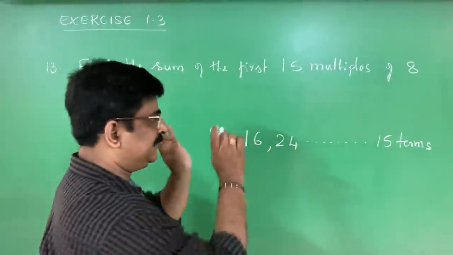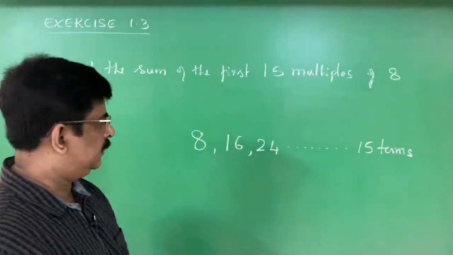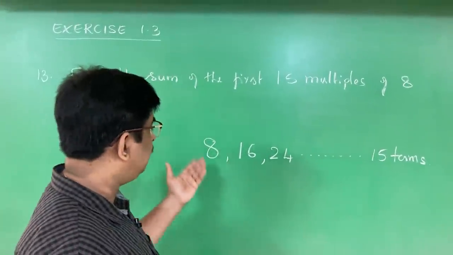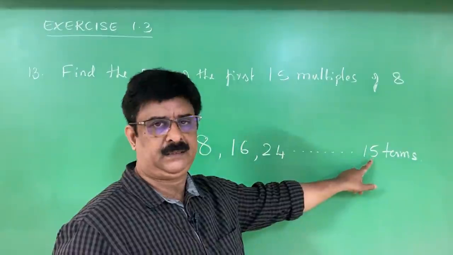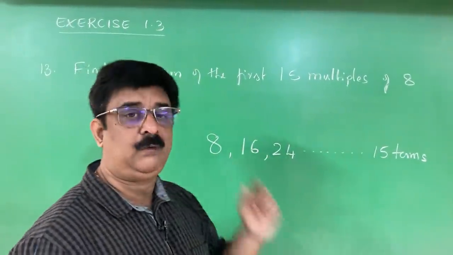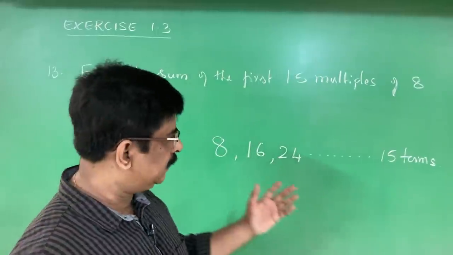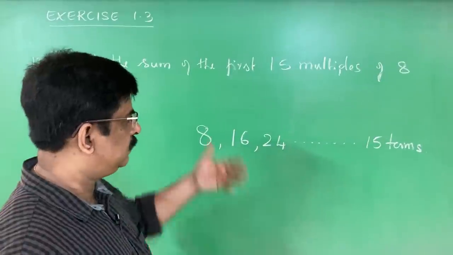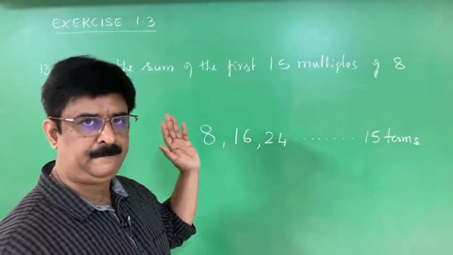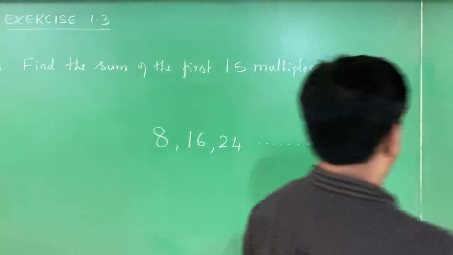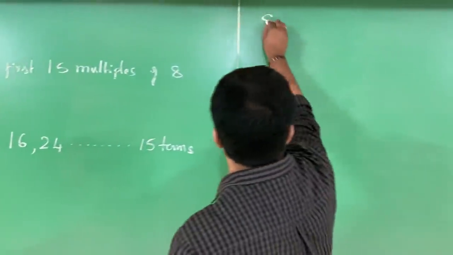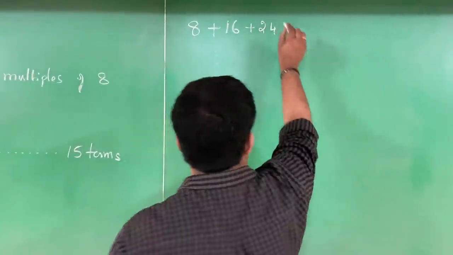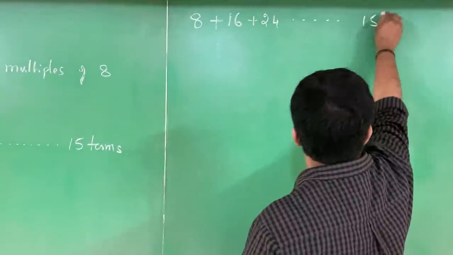See, this problem is the same as the previous problem. In the previous problem 6 was given and 40 terms were given. This is a multiple of 8. How many terms? 15. Therefore, this problem can also be solved in two ways. One is by using the formula of natural numbers. Another one is the usual formula of sum. We start like this. First we write in two methods. First one is 8, 16, 24 up to 15 terms.